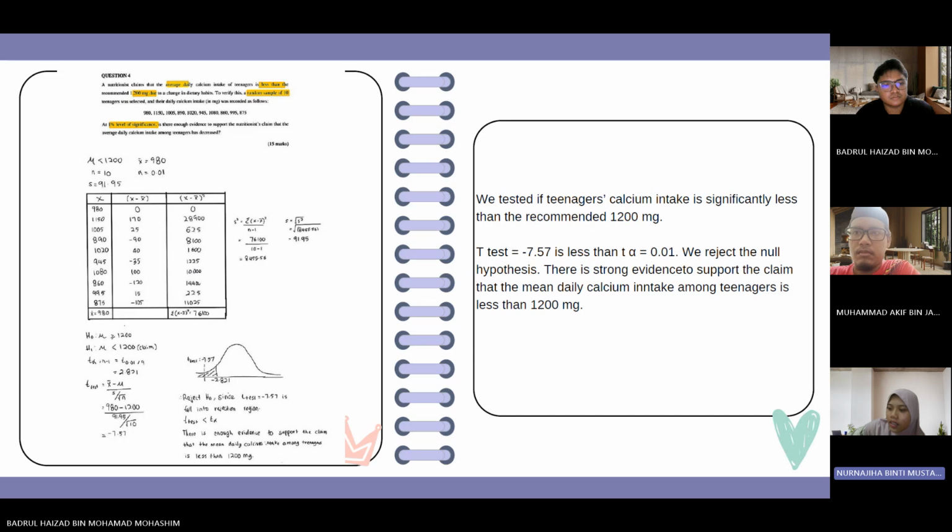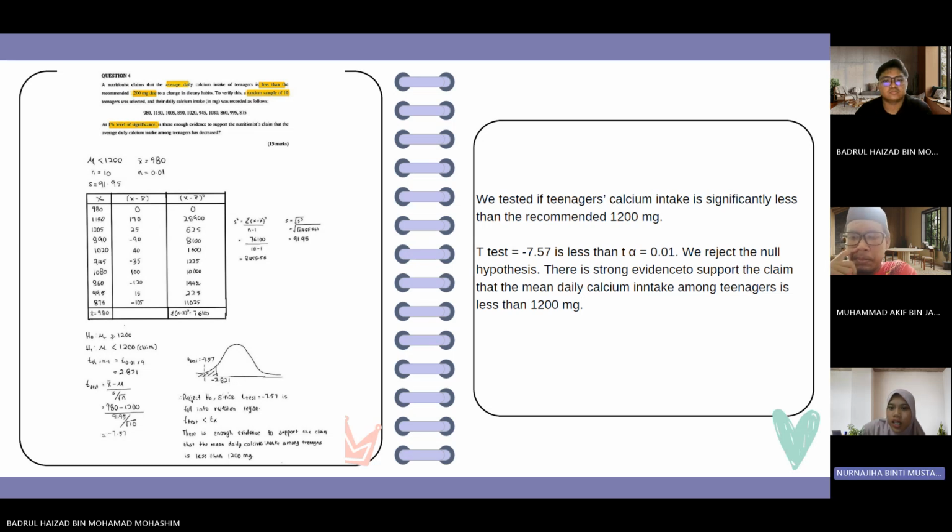And then find the t-test. The equation for the t-test is equal to x bar minus mu divided by standard deviation divided by square root of sample size. So you get negative 7.57.